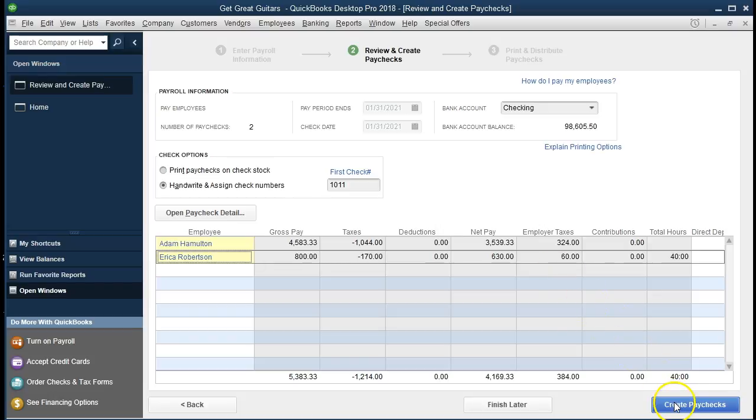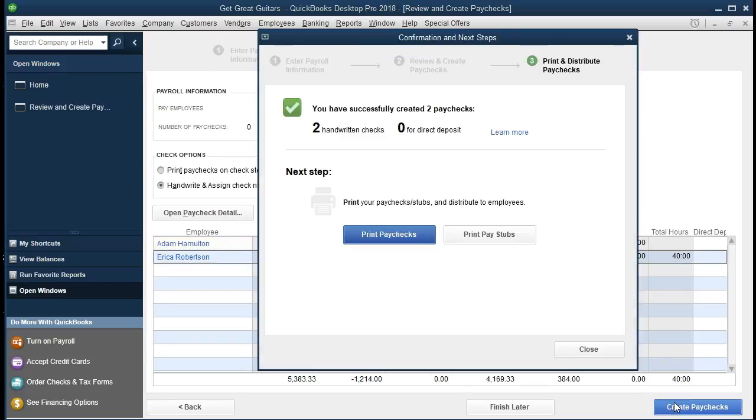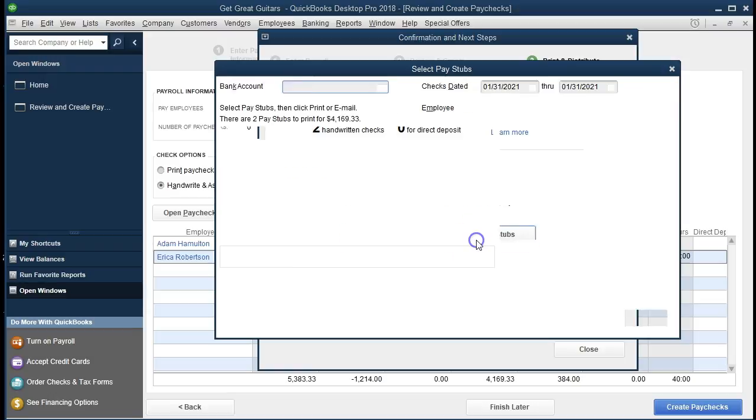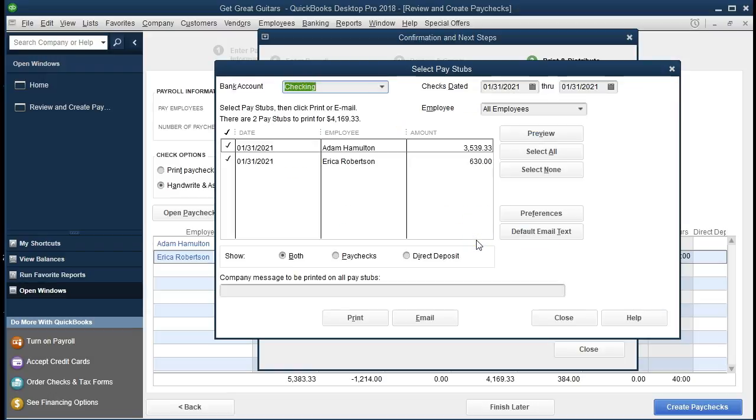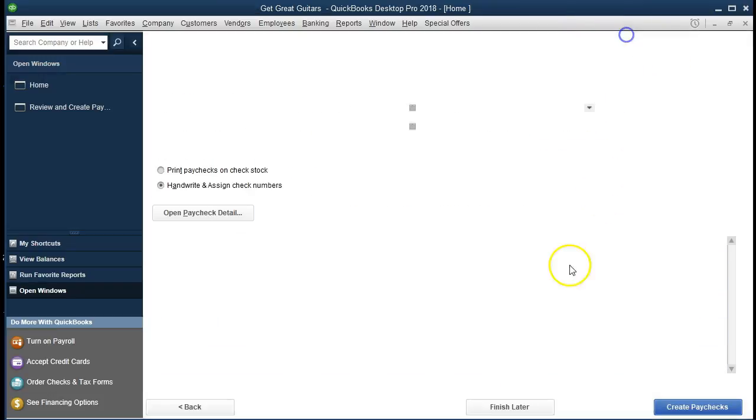Now we're going to go ahead and create the paychecks. We are not going to print the paychecks in this example. Note, however, that even if we were to write the paychecks by hand, we would need to provide in some format the pay stubs to employees. So you'd want to still print the pay stubs and provide those to the employees. Those are typically going to be mandatory to do. But I'm going to close this out and see what we have.